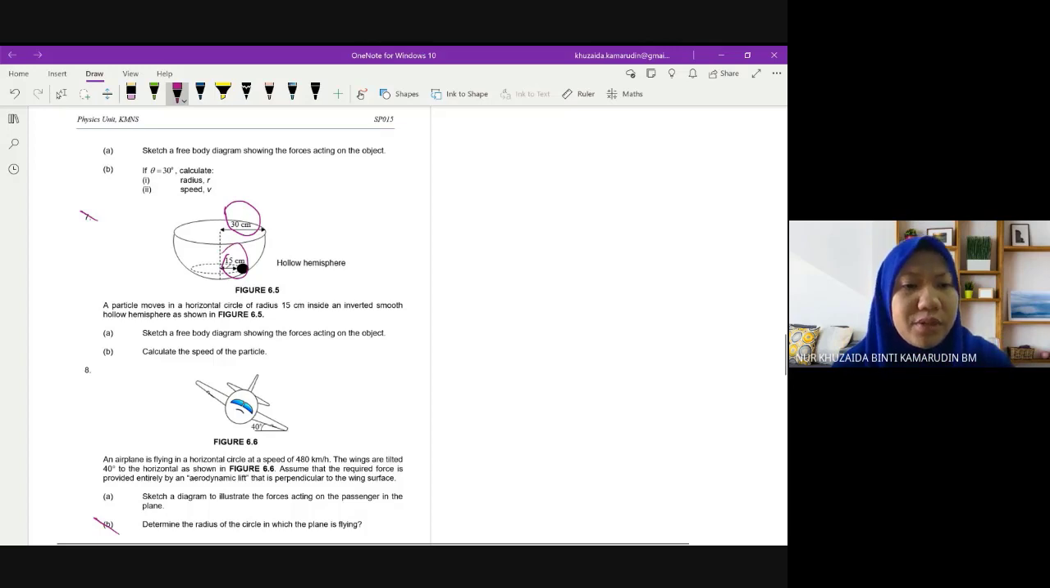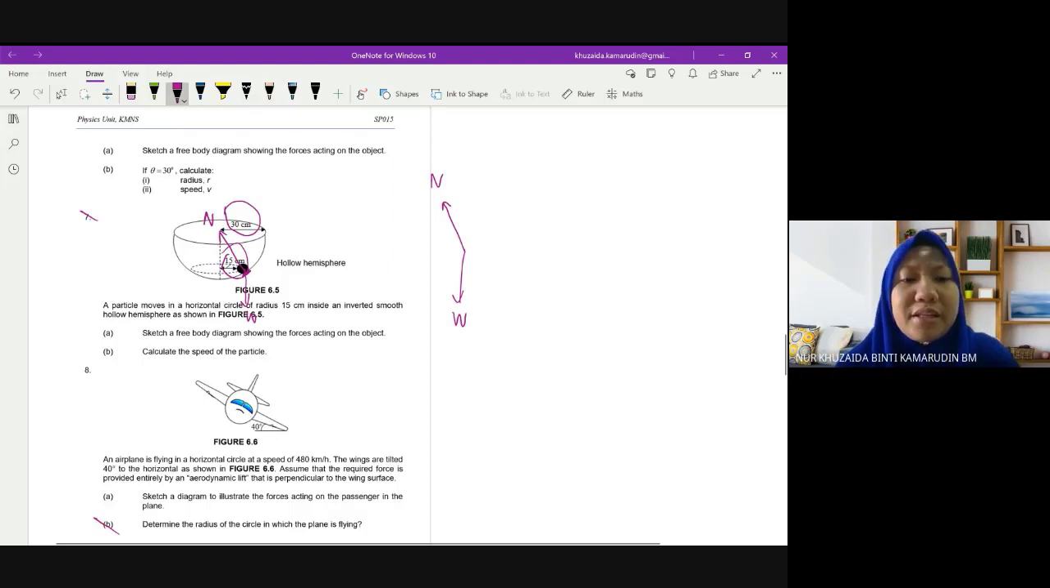So the first part is to sketch a free body diagram showing the forces acting on the object. Saya dah tunjukkan last time dalam kelas. Since you have the surface over here, you're going to have a normal force something like this. Normal force or reaction force, because we know that normal force must be perpendicular to the surface. And then macam biasa you akan ada weight W ke bawah. So after all, your free body diagram will be something like this. Yang ni saya rasa tak ada masalah.